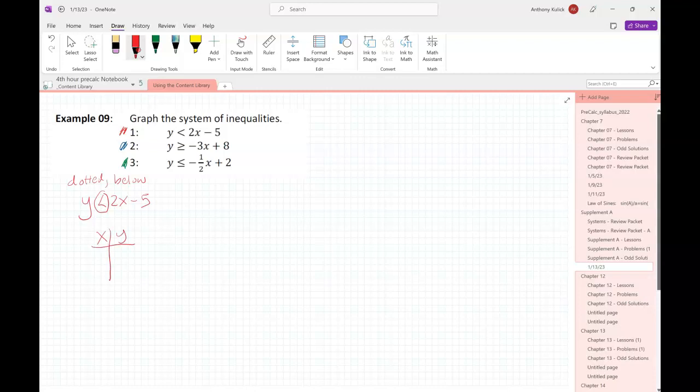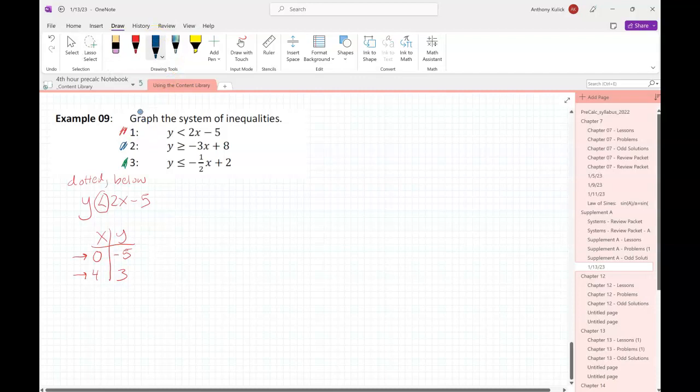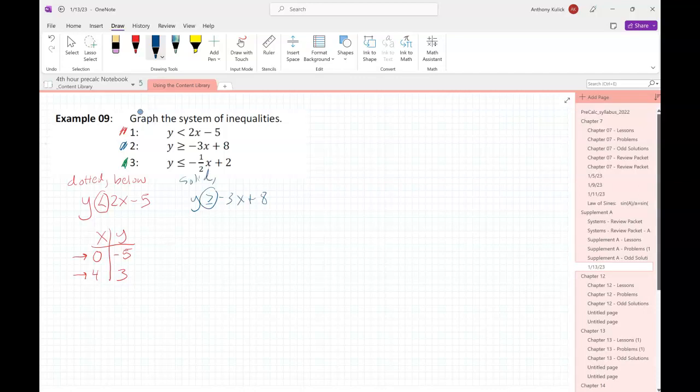Find 2 points on that line. I'll pick a value for x. When I plug that in, I get -5 for y. Then I'll pick another value for x. I don't know, 4 is a good one. 2 times 4 is 8. 8 minus 5 is 3. Since this is an or equals to inequality, it's going to be a solid line. And because it's greater than, we're going to be shading above.